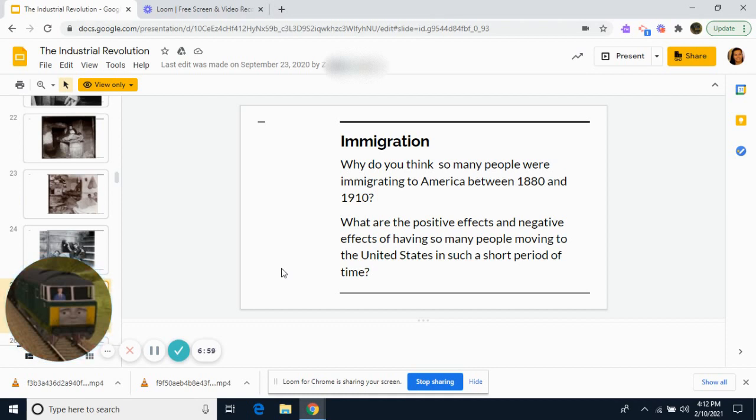Immigration. Why do you think so many people were immigrating to America between 1880 and 1910? What are the positive effects and negative effects of having so many people moving to the United States in such a short period of time? Why do you think that?